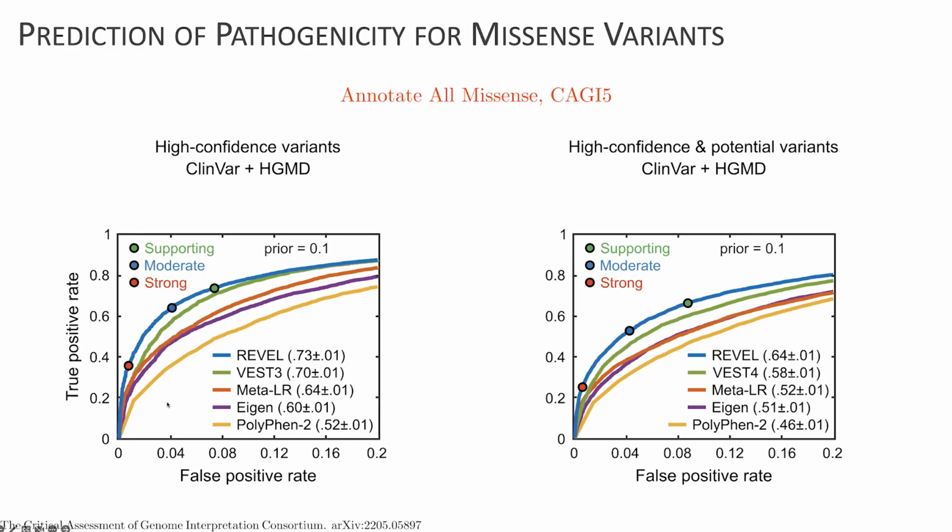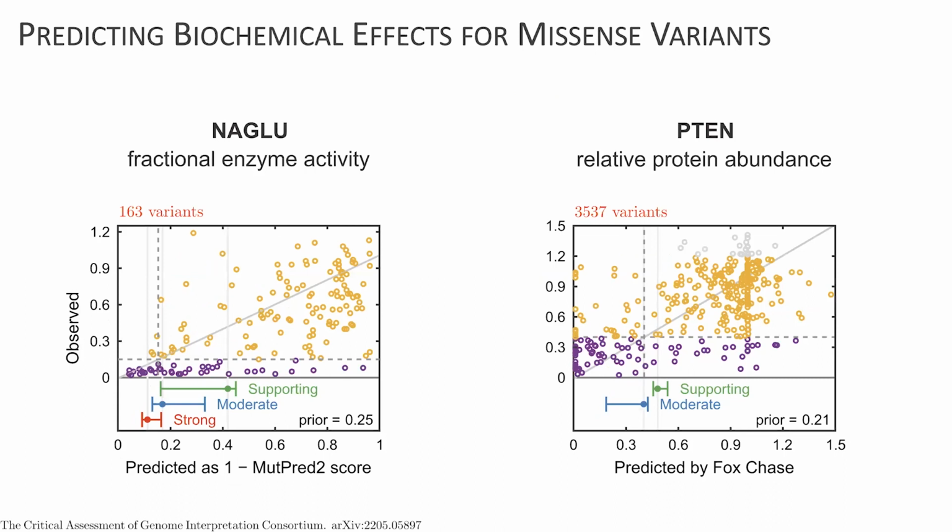For moderate, it's roughly about 4%, and for strong, it's roughly about 1%. Now, if I take into consideration a slightly different challenge, so let's not worry just about pathogenicity and expand it to predicting some other biochemical effect. Here I'm talking about the NAGLU challenge, in which we had a set of 163 variants for the NAGLU gene involved in a rare recessive disorder, and we tried to predict the fractional enzymatic activity of these variants.